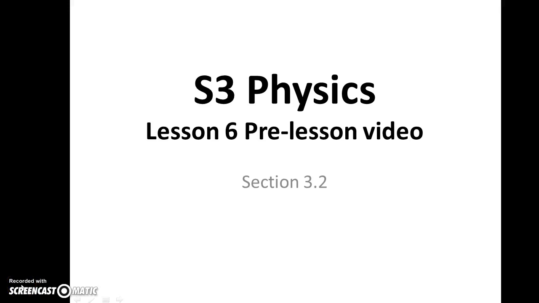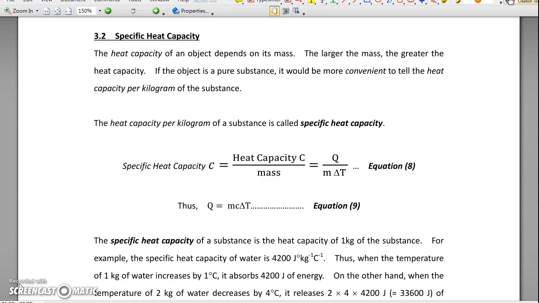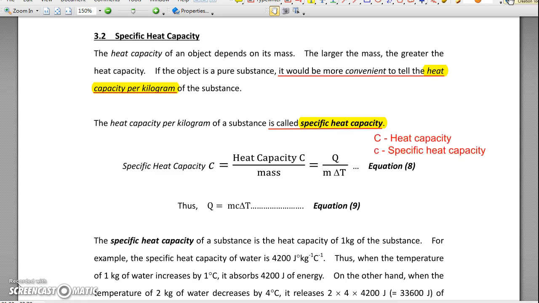Lesson 6, free lesson video, section 3.2, specific heat capacity. Just as the last two assignment questions have shown you, it would be more convenient to tell the heat capacity per kilogram of a substance. And we call this specific heat capacity. The specific heat capacity is thus equal to the heat capacity divided by the mass m, and so given by equation 8, Q over m delta T.